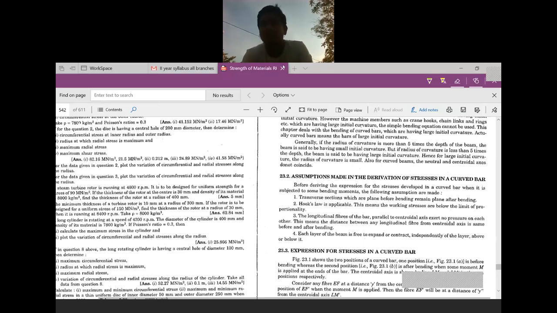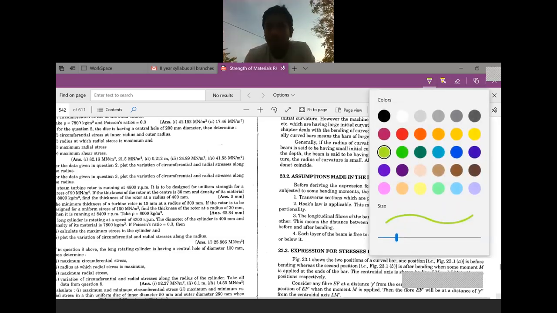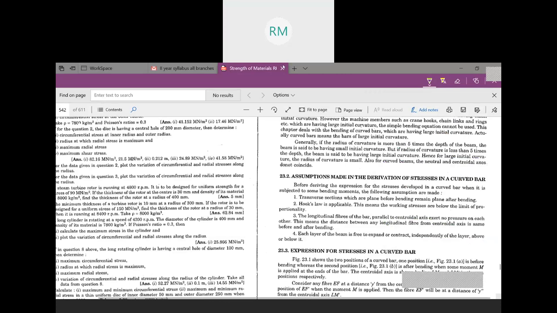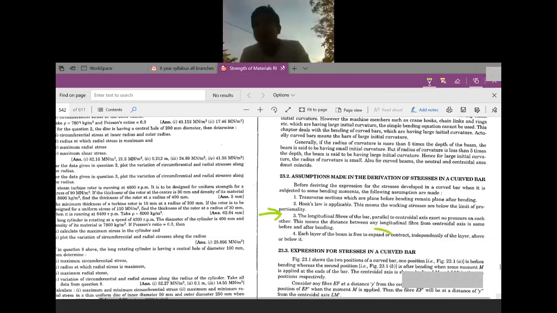The longitudinal fiber of the bar, here when you see that, the longitudinal fiber of the bar parallel to the centroidal axis exerts no pressure on each other. This means that the distance between any longitudinal fiber and the centroidal axis is the same before and after bending. Understand? What he is saying: the longitudinal fibers of a bar parallel to the centroidal axis exert no pressure on each other. This means the distance between the longitudinal fiber and centroidal axis is the same before and after bending.